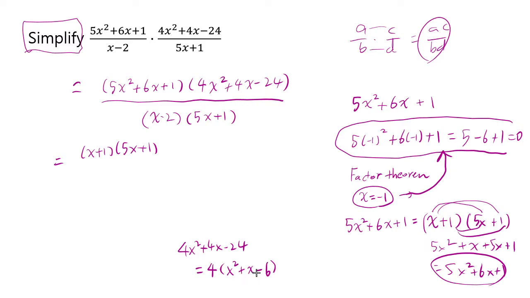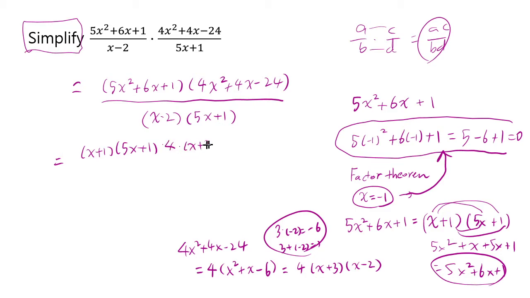3 times -2 is -6, and 3 plus -2 is equal to 1. So these calculations tell me that it should be 4 times x plus 3, x minus 2. Okay, so this thing factors as 4 times x plus 3, x minus 2.